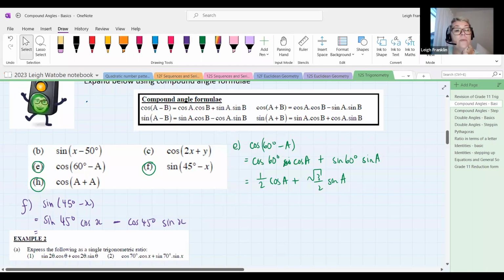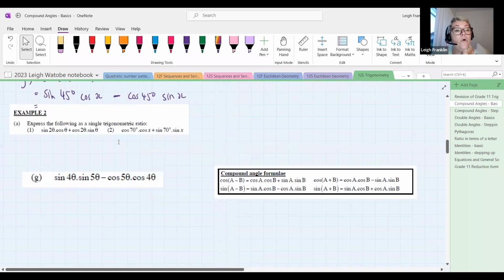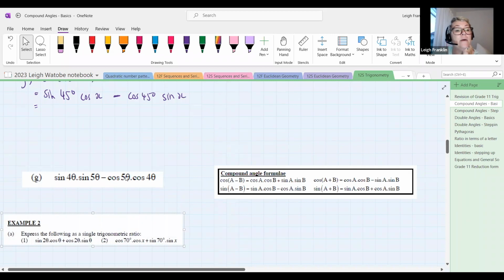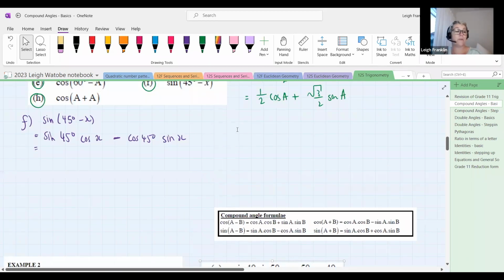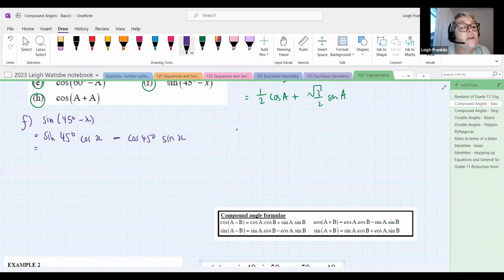All right, no problem. What we would need to do here, just move those out of the way, is that we would then need to use special angles. The sine of 45 would give us root 2 over 2 cos x, and then here the cos of 45 would be root 2 over 2 sine x, like so.